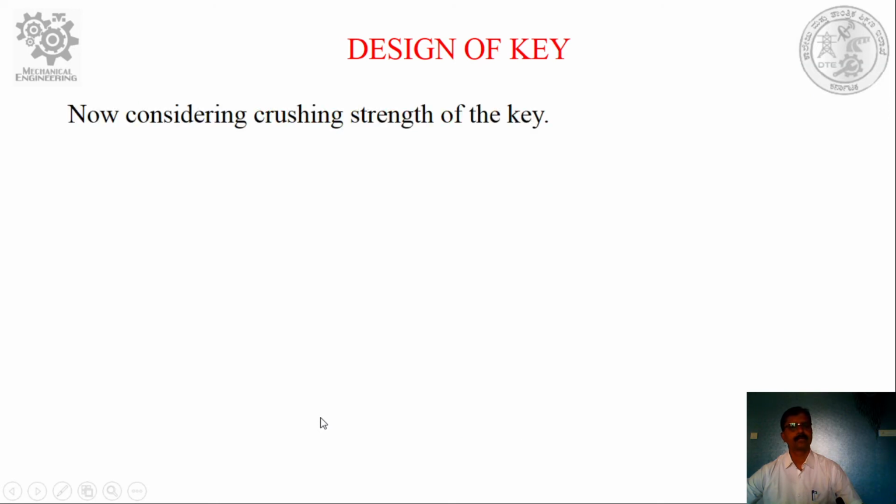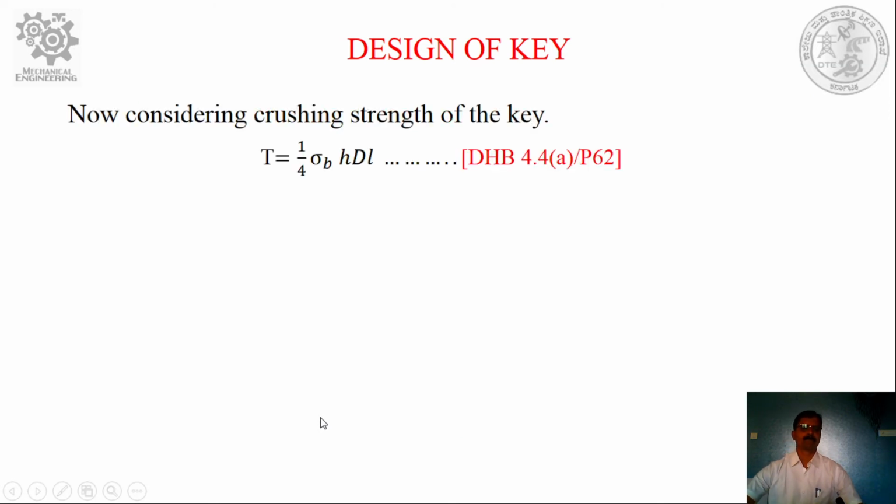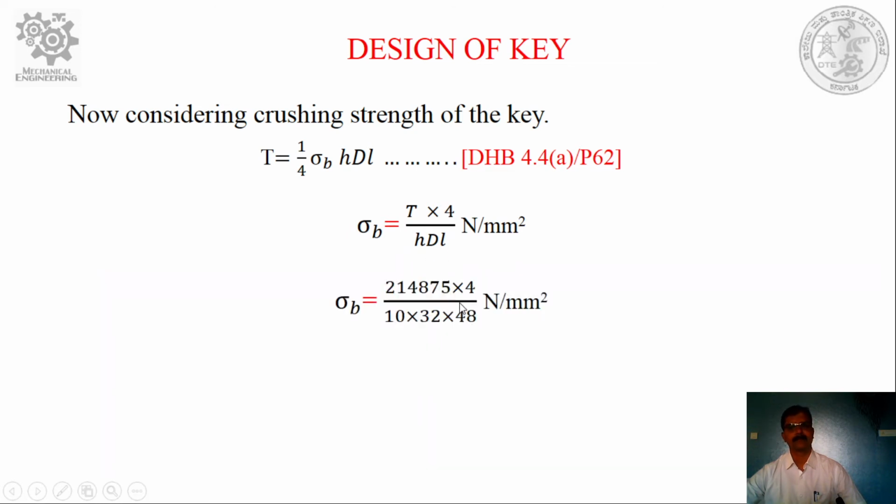Similarly, now check the crushing strength of the key here. T is equal to half into sigma c into h into d into l. Then sigma c is equal to T into 4 divided by h into d into l. Sigma c is equal to 55.95 Newton per millimeter square.